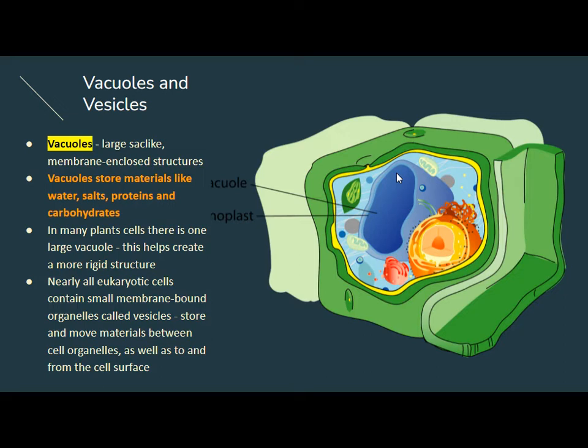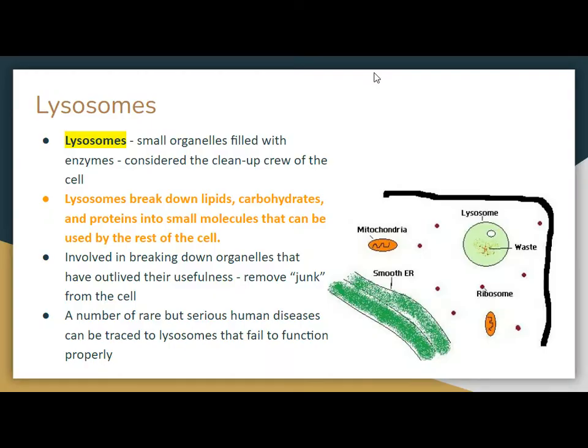So vesicles are just these small membrane-bound organelles inside of our cells, and they can do a variety of things: store materials, move materials between the different organelles, send stuff to the surface, bring stuff in from the surface. So there's a lot of different roles that a vesicle can have.